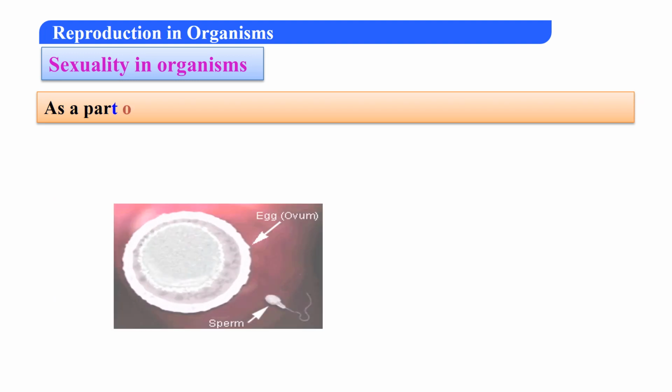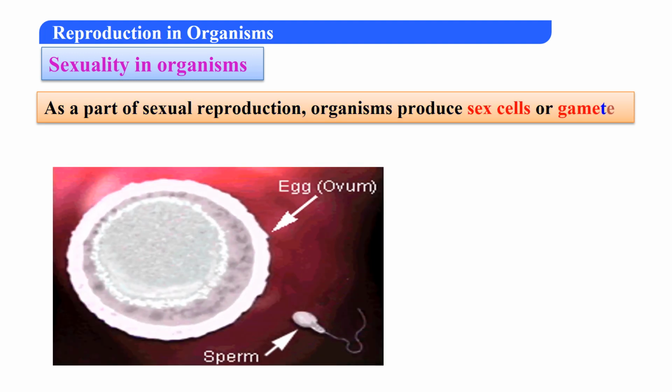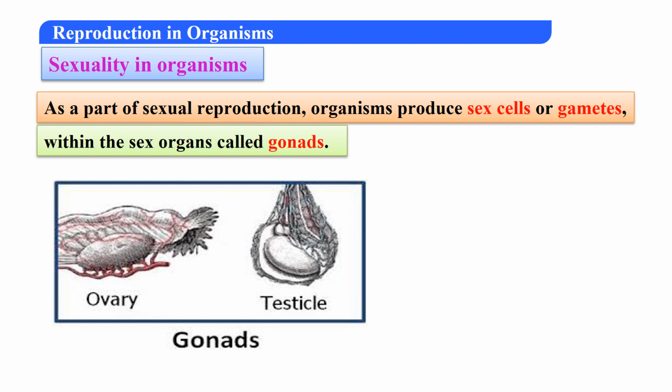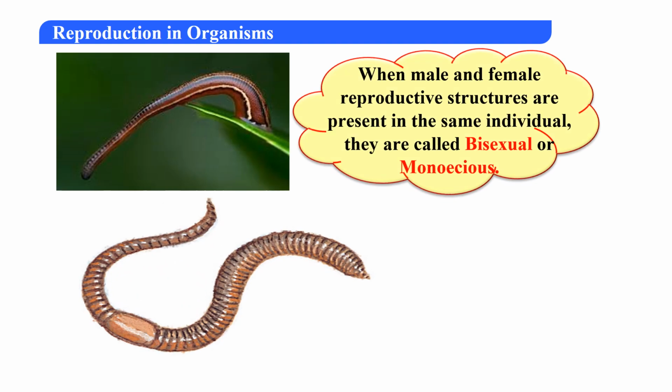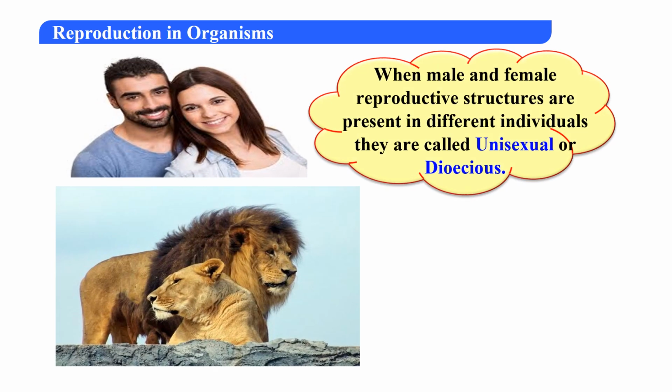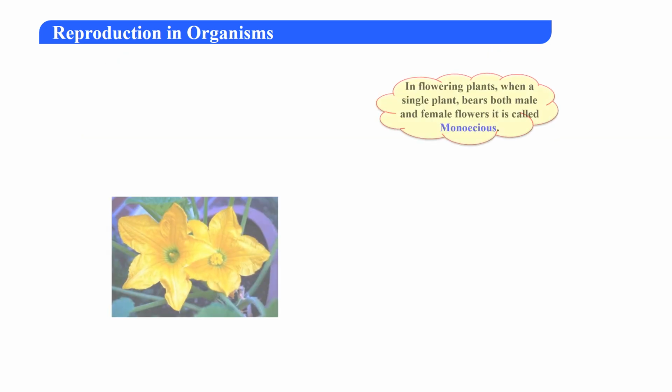Sexuality in organisms. As a part of sexual reproduction, organisms produce sex cells or gametes within the sex organs called gonads. When the male and female reproductive structures are present in the same individual, they are called bisexual or monogamous. When they are present in different individuals, they are called unisexual or dioecious.